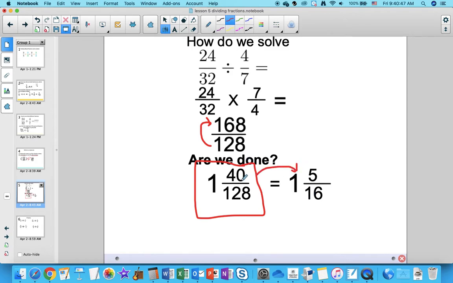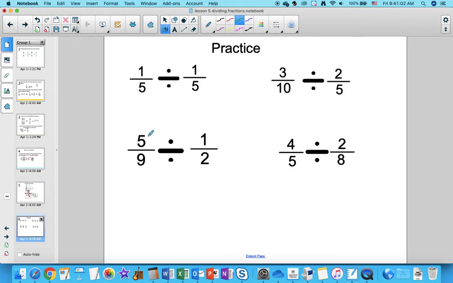So 40 over 128 is the same as saying 5 over 16. So our actual answer becomes 1 and 5 over 16, because I simplified this fraction. So try these questions on your own.